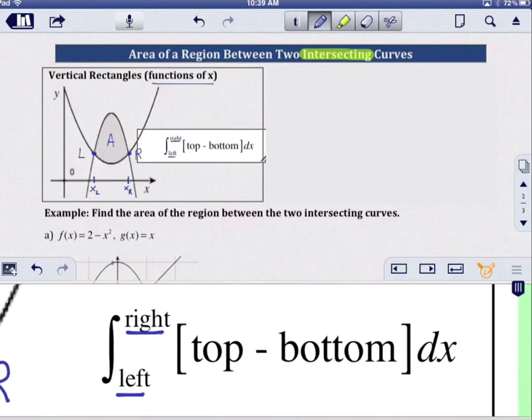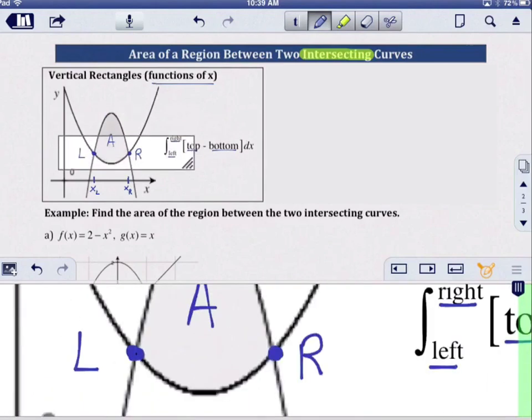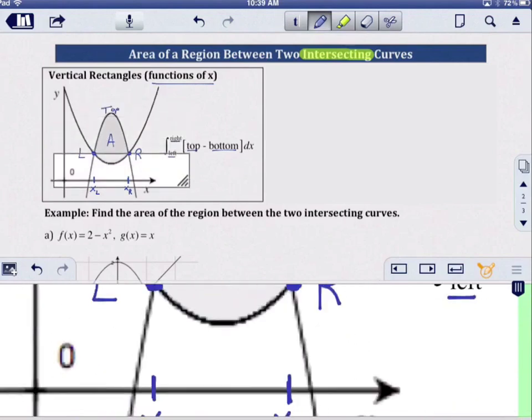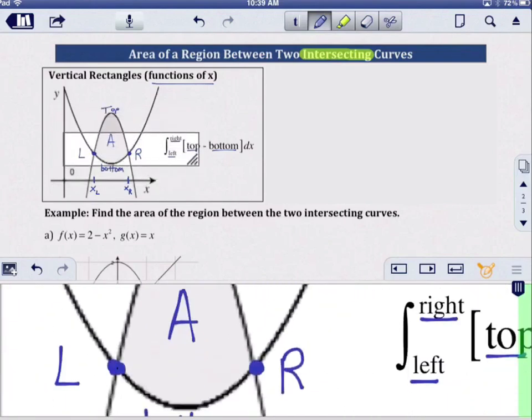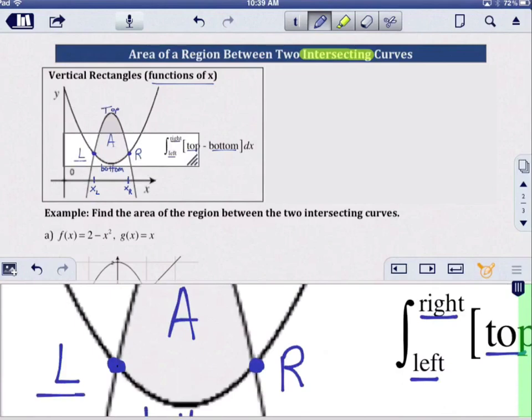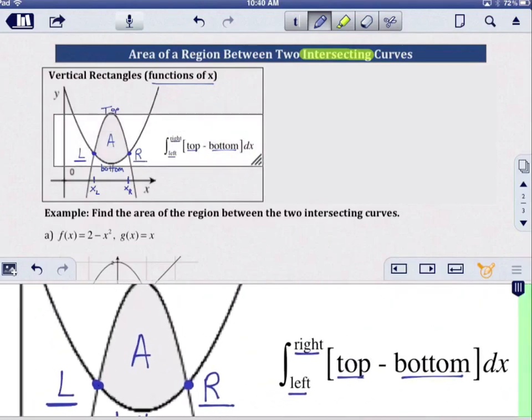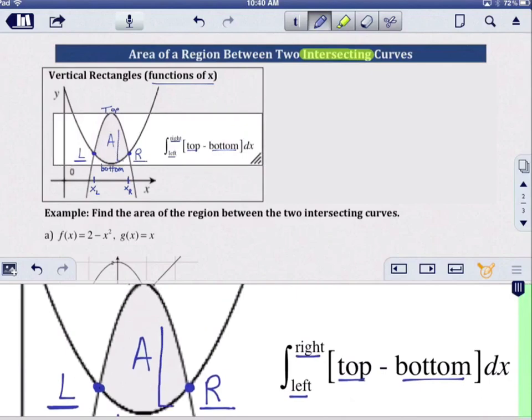Now, the next part is kind of what we were doing before. It's going to be the top function minus the bottom function. So here, this one would be considered our top function, and then this one would be considered the bottom function. Okay, so all you have to do differently from what we were doing is identify the x values of the two intersections on the left and the right, and then take your definite integral. And you'll notice here, if we were trying to draw representative rectangles, they would also be vertical. Okay, so let's go ahead and try some examples here.